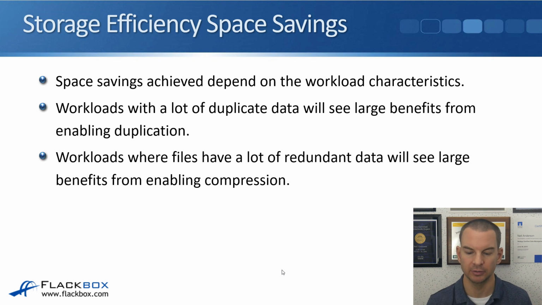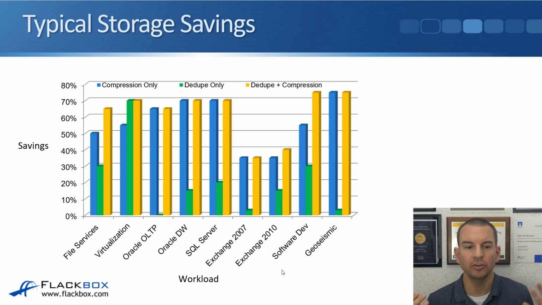this is why you can have completely different results for two different sets of workloads. So looking at some typical storage savings for various different workloads here, if you look at geoseismic on the right, you can see that it is highly compressible. So you will get a lot of space savings if you enable compression on the volume that your geoseismic data is in, but there's typically a lot less duplicate data there, so deduplication is not going to have a huge effect.